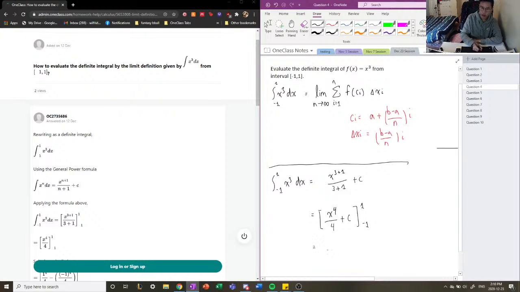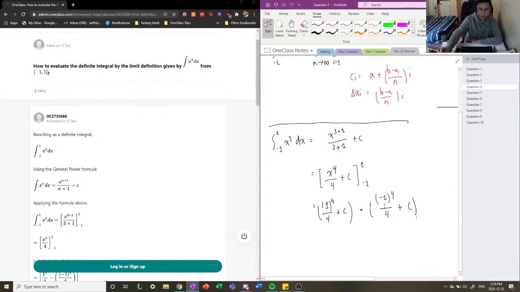And if we were to calculate this, right, so we would plug 1 into here and subtract x to the power of 4 of -1, okay? So we would have 1 to the power of 4 divided by 4 plus c minus (-1) to the power of 4 divided by 4 plus c. Okay?